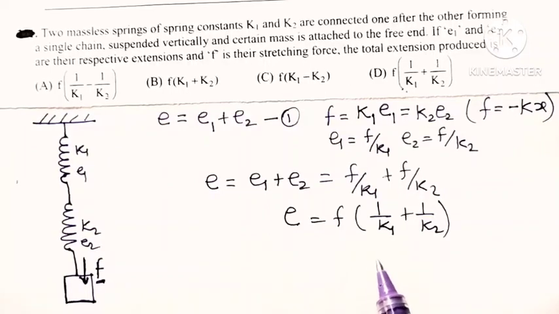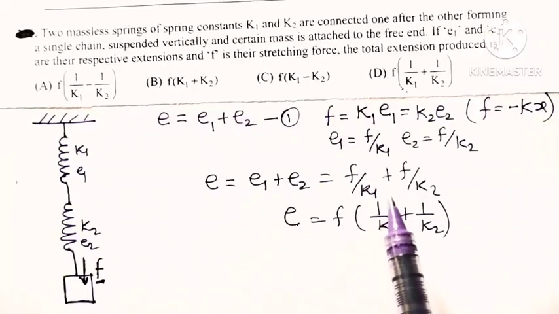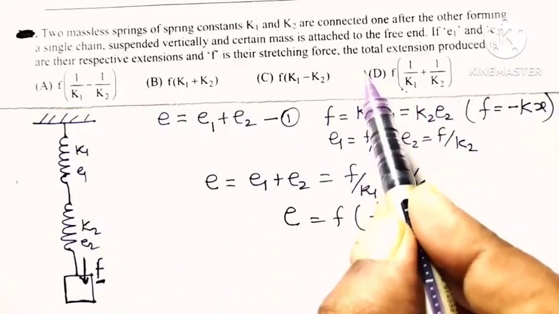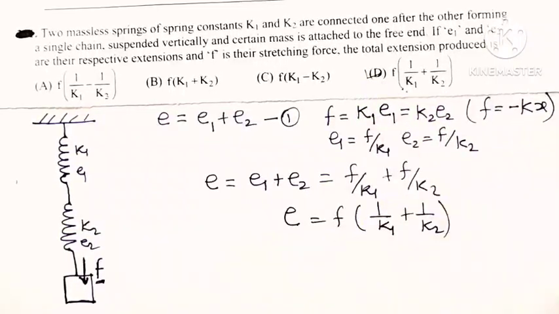So out of 4 options, which option is correct? See here, F into 1 upon K1 plus 1 upon K2. So option D is the correct option for this question.